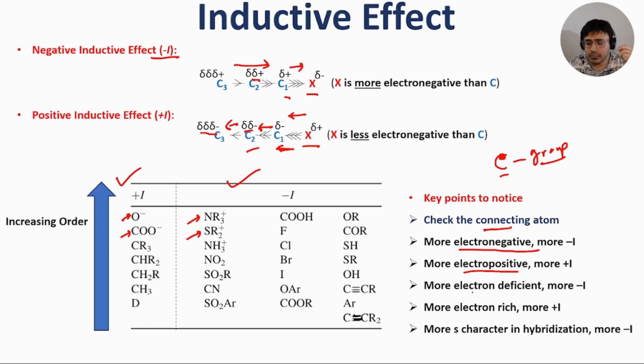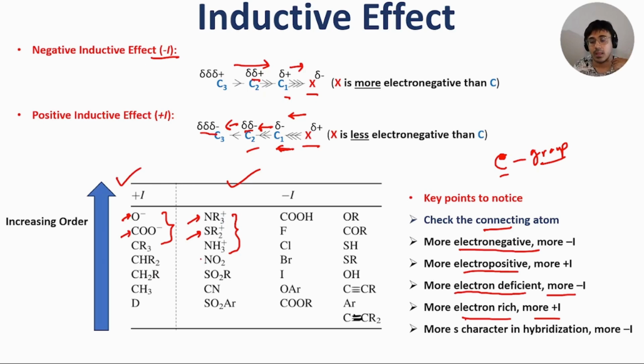So if electron deficiency is there in that atom, then it will show a more minus I effect. For example, you see these three groups. In these three groups, you see the central or connecting atom containing a positive charge, right? That's the reason: electron deficiency is there in that atom, and it will show the minus I effect. If more electron richness is there on that particular atom, it will show the plus I effect. That's why you see these two groups, where the negative charge and electron richness are there, at the top of this particular plus I series, and the others are at the top of the minus I series, right?